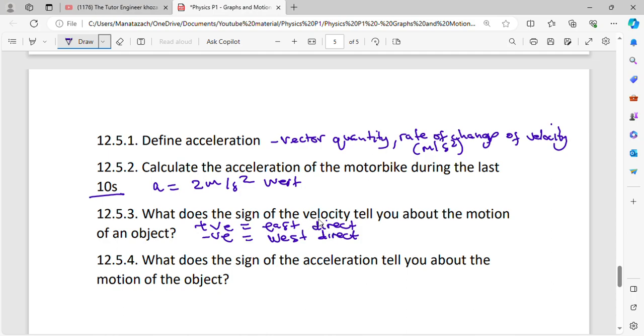Okay, so the next question says, what does the sign of the acceleration tell you about the motion of the object? If you get a positive acceleration, it means the velocity is increasing towards the original direction, which in our case is east. When the acceleration is negative, it means the velocity is also increasing, but only in the opposite direction, which is west.